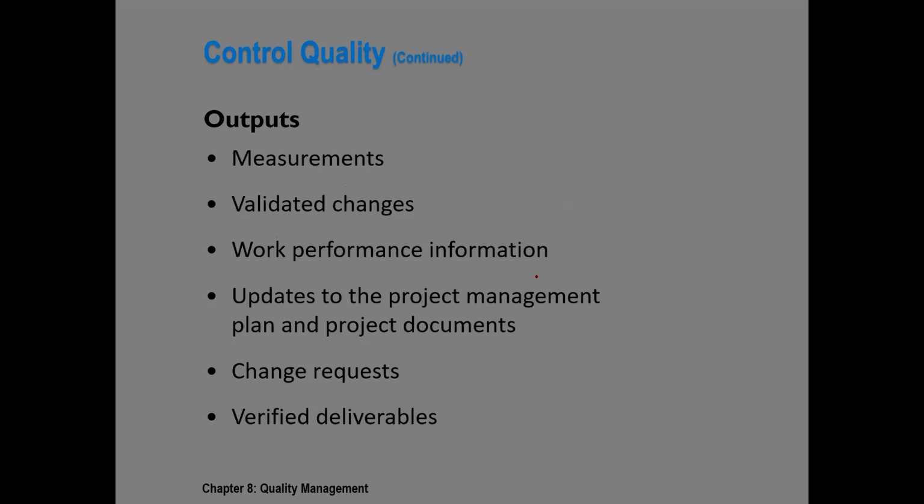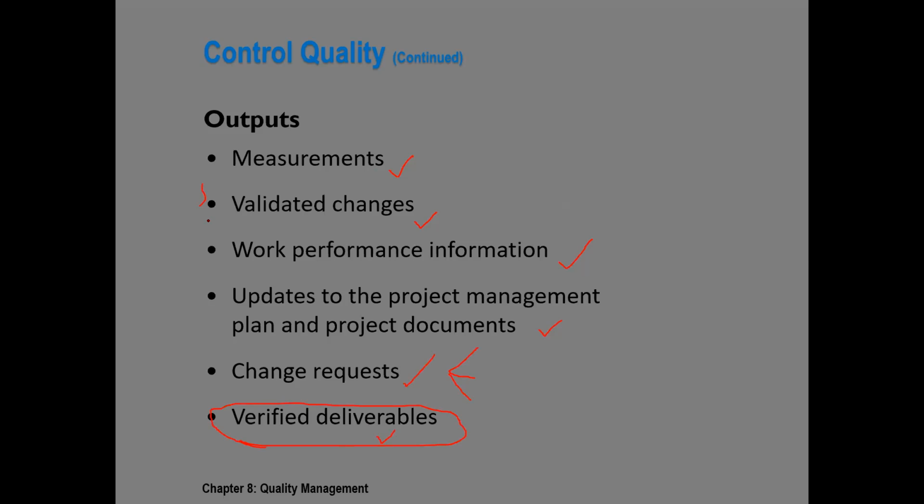The outputs of this process, control quality, are our measurements, validated changes, WPI (work performance information), project management plan and documents updates, and change requests. That is basically talking about corrective actions or preventive actions or defect repair. And at the end, verified deliverables. That's what we really need so that we can present to our stakeholders.